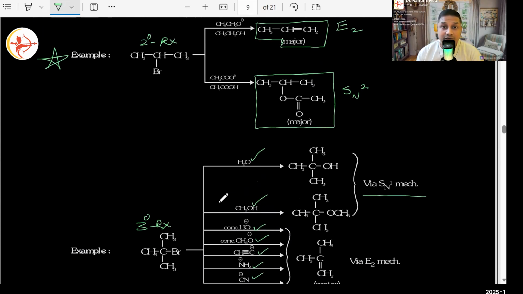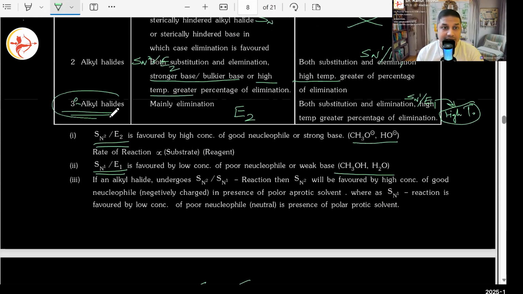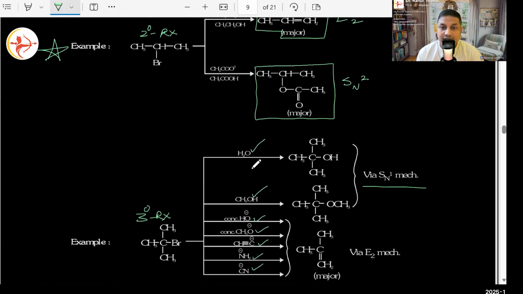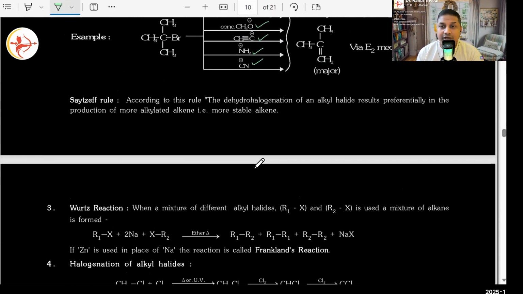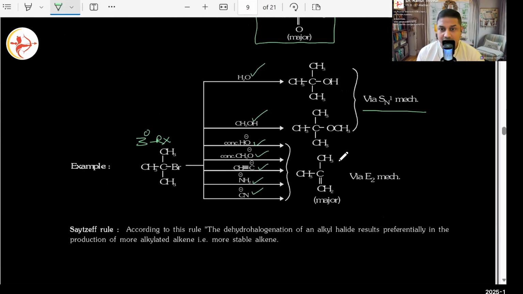Yes or no? Let me show you once again. We are where? We are here. 3-degree alkyl halide. At the same time, stronger bases. E2. Stronger or concentrated bases. Yes. Here we have E2 product right here in front of us. Elimination product. Is this clear?